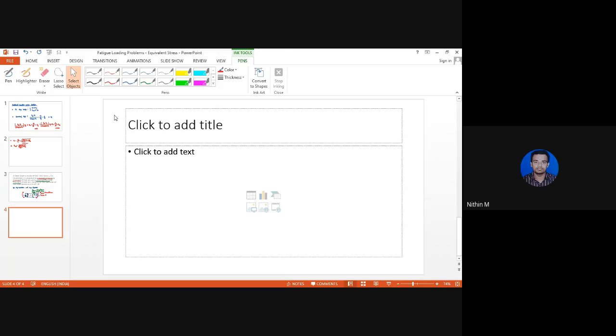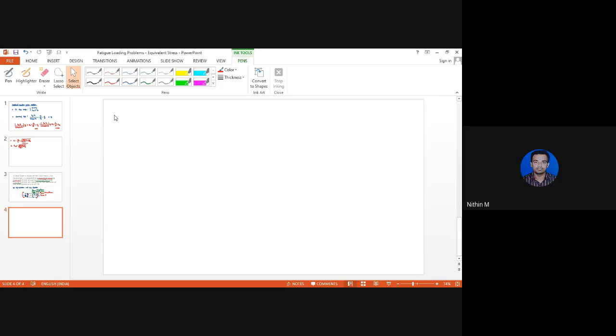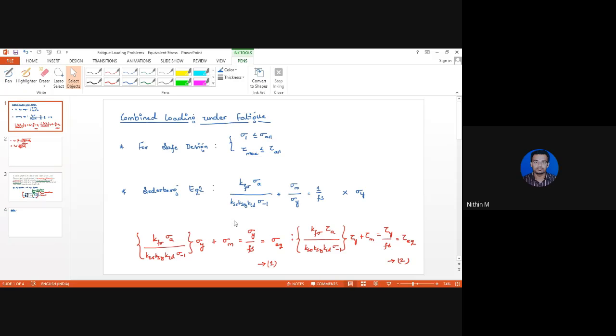Yes, sir. Okay, fine. Now, since the data is clear, we need to make use of a design equation. So in this case, what will be our design equation? Soderberg equation is our design equation, because the material is ductile. So, what we need to do is make use of equation 1.